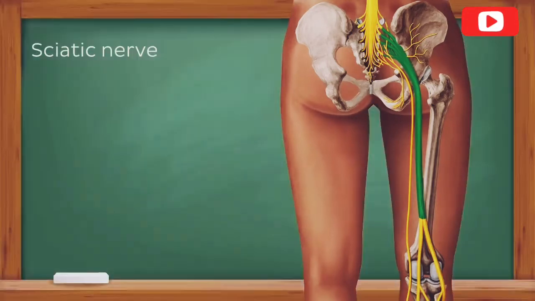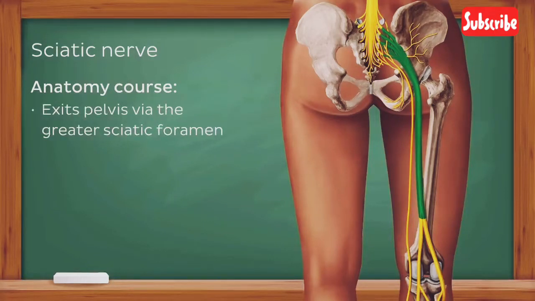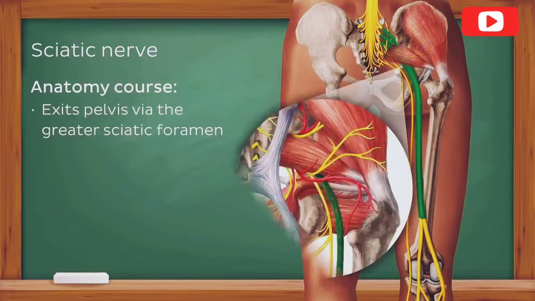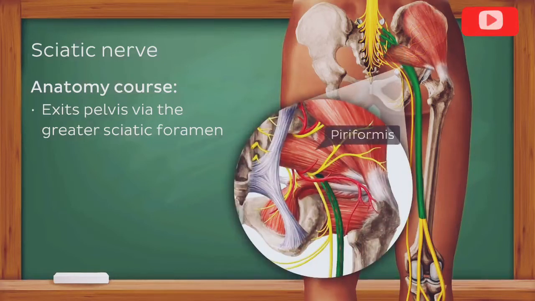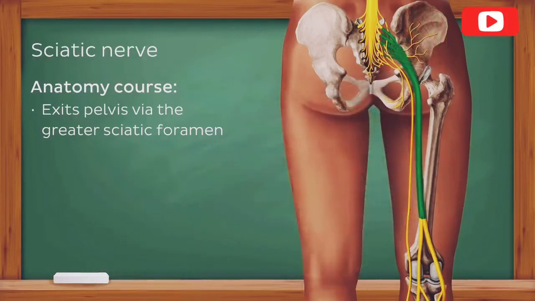Okay, let's take a look at the anatomical course of the sciatic nerve. The sciatic nerve exits the pelvis to enter the posterior compartment of the thigh via the greater sciatic foramen. If we add some musculature, we can see that the sciatic nerve emerges below the piriformis muscle. This is an easy way to identify this nerve. For example, if you're in the dissection lab and you see a chunky nerve emerging below the piriformis, you're pretty sure to say that it's the sciatic nerve.